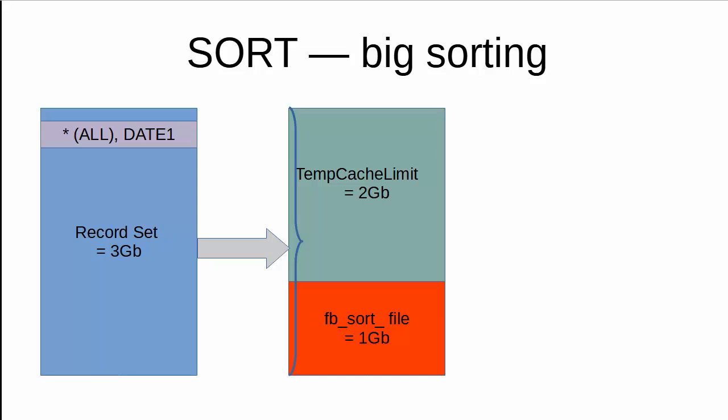And if it is more than the temp cache limit, Firebird will put the rest of the data to be sorted on the disk and start to perform sorting on the disk. And this sorting, of course, will be much slower than sorting in memory. So this is a direct way to slow down order by, group by, and other sorting operations.